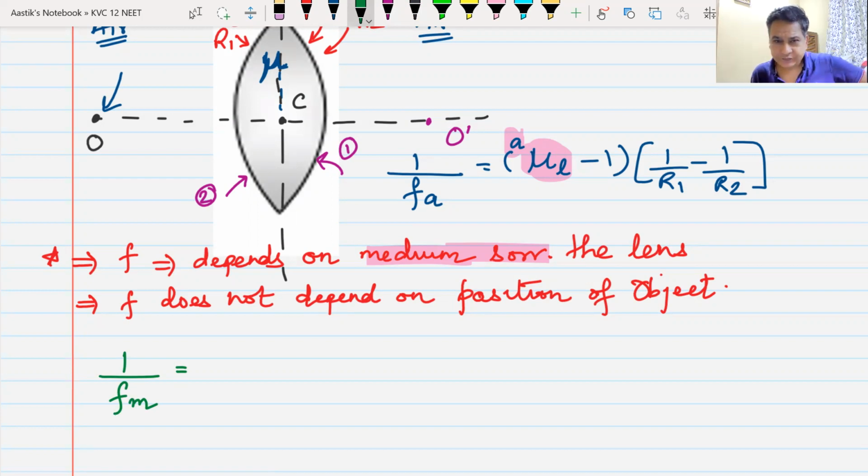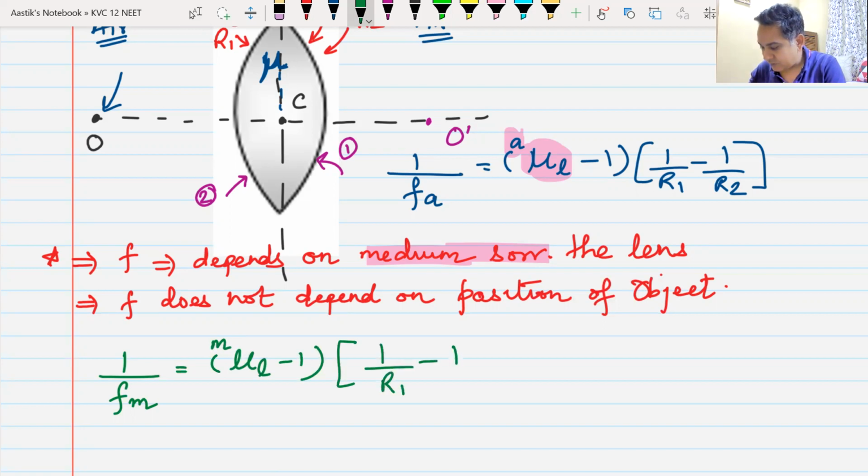What would change? If you could just apply a bit of common sense, you'll understand what would change. No? Shall I help you? Here it will become mu of L with respect to M minus 1. This thing remains same, 1 by R1 minus 1 by R2.